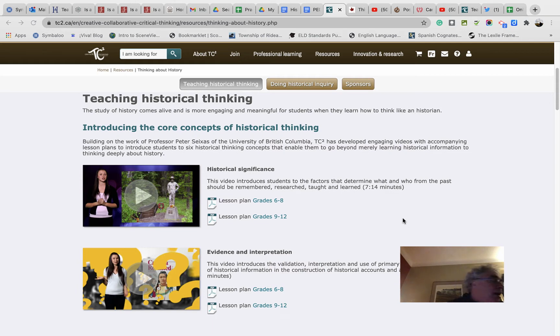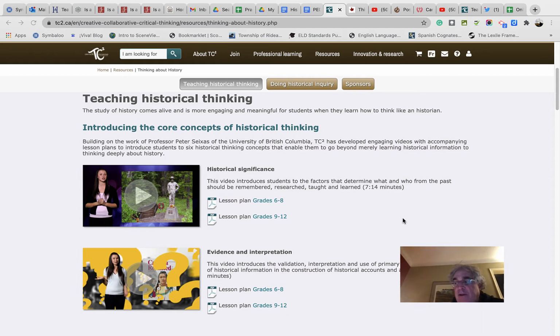The 6 concepts that were used in this series basically come from a book that was written about 5 or 6 years ago called The Big Six. Here you see a copy of it right here. You probably have a copy of this at your school. If not, it's a really good idea to get a copy of it. It outlines more recent research on what those thinking concepts are.